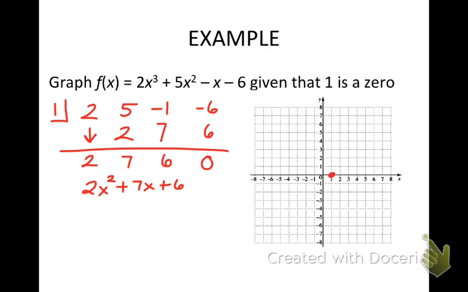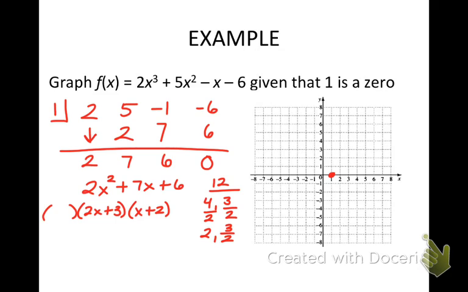Can we factor that? Yeah, factors of 12 that add up to 7: 4 and 3. Put them both over the leading coefficient, which is 2. What do those look like in factored form? 2x plus 3, and the other one would be x plus 2. This 0 of 1 would look like what in factored form? X minus 1, right? So here's my whole entire polynomial in factored form, which is great.